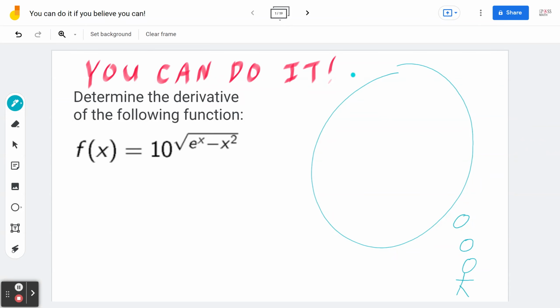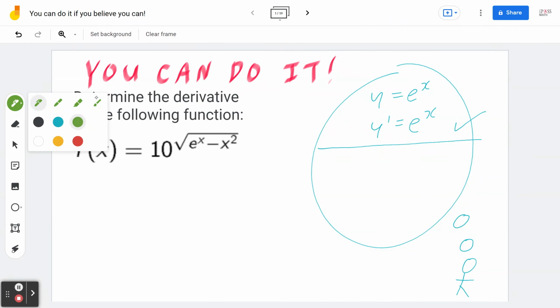Now before we start with step 1, we're going to go back to step 0, which basically means you have to know the following concepts. For example, if you think about a function y equals e to the power of x, y prime equals e to the power of x. So that's concept number 1. When you find the derivative of e to the power of x, it's going to be e to the power of x.